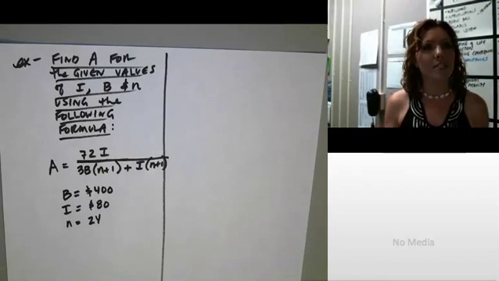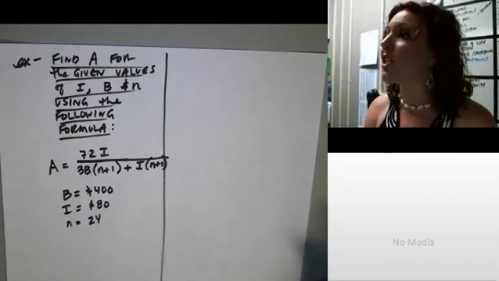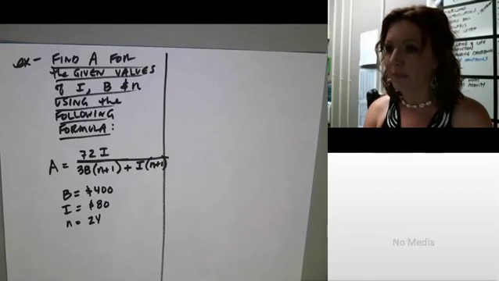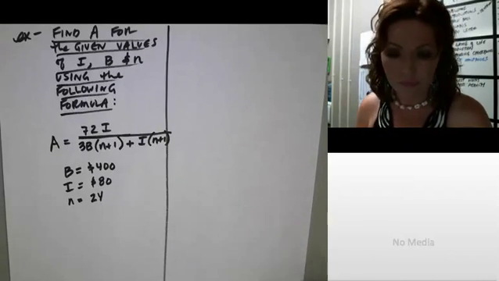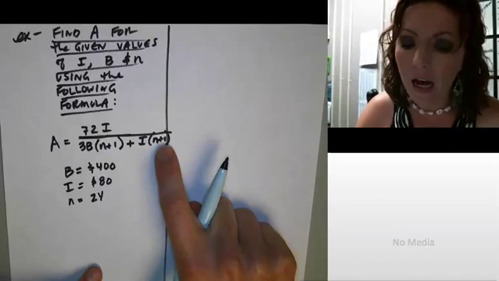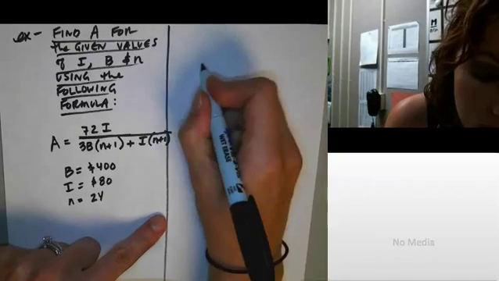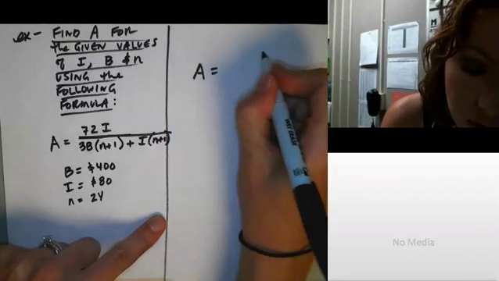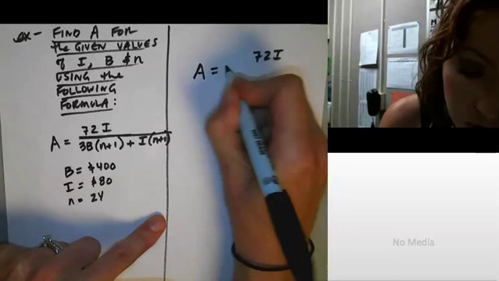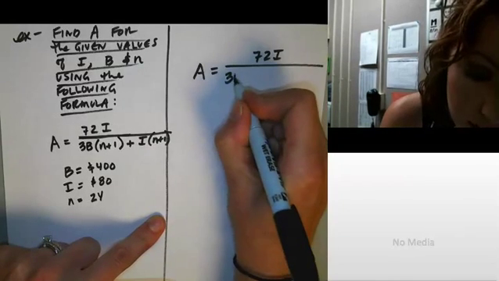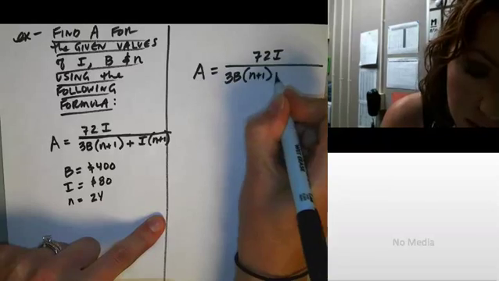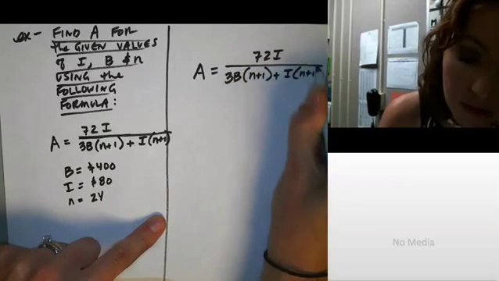Okay, so this is an interest type of an equation. Yes? I have a question. Sure. What's the last letter? This one? Yeah. That's n plus 1. Let me go ahead and rewrite this up here. A equals 72I over 3B times n plus 1 plus I times n plus 1.